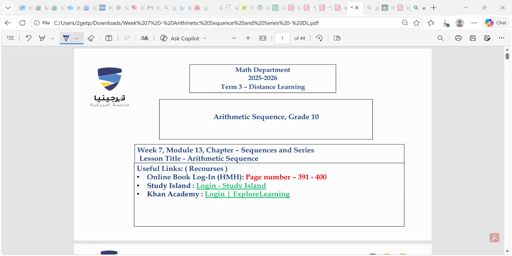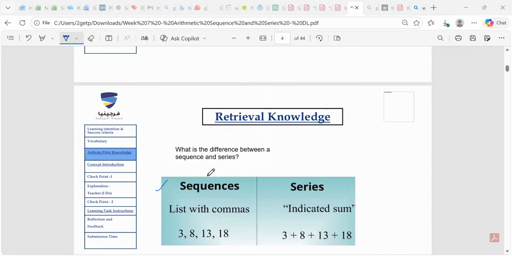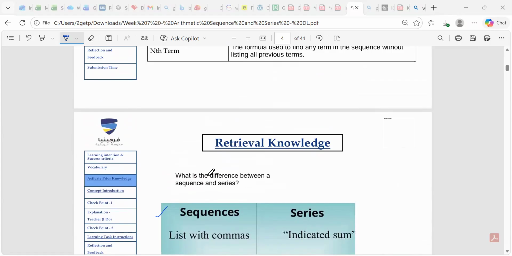Hi, in this video, we are going to discuss in detail about arithmetic sequence and series. So, first of all, about arithmetic sequence, here we need to understand the difference between a sequence and a series.